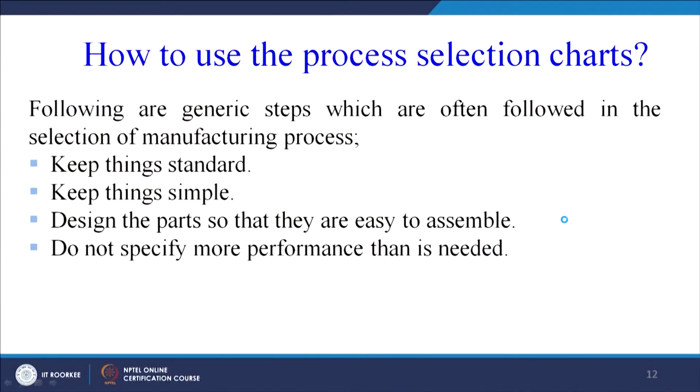Now, how to use the process selection charts? Just very simple rules of thumb. Following are the generic steps which are often followed in the selection of the manufacturing process. Keep the things standard. Keep standard means when we are designing our product, we must make use of the standards, keep the standards in our mind, so that standards are set as per the manufacturing process.